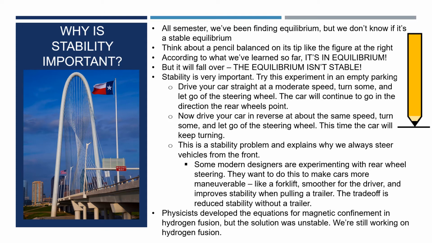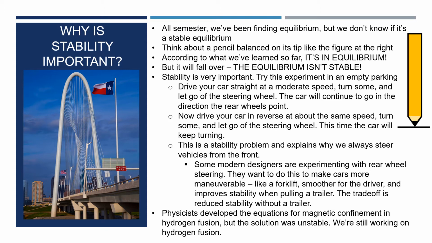That's why car steering is always from the front. Nowadays they're experimenting with rear wheel steering. Forklifts have rear wheel steering, but it's slow enough that the driver can compensate. Rear wheel steering makes a car more maneuverable, or a forklift for that matter. It improves stability when pulling a trailer, but it's not as stable without a trailer.